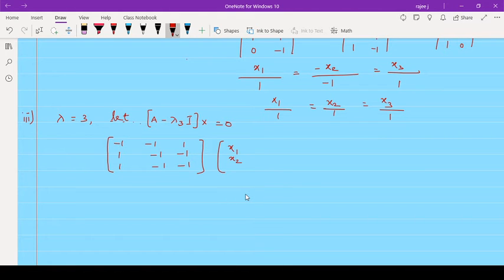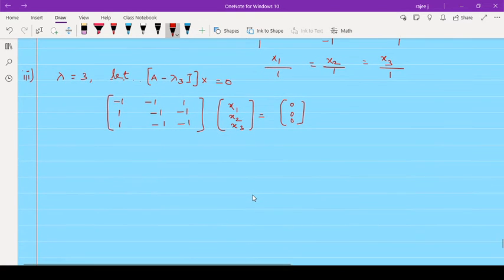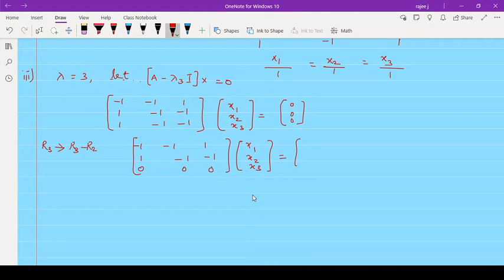Times x1, x2, x3. Here it is very obvious that the rank is 2, because two rows are the same. These two rows are same. So R3 changes to R3 minus R2. If we do that, we get minus 1, minus 1, 1, 1, minus 1, minus 1, 0, 0, 0, times x1, x2, x3 equal to 0, 0, 0.